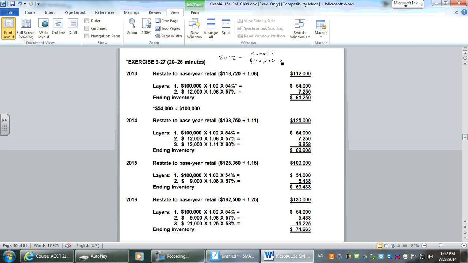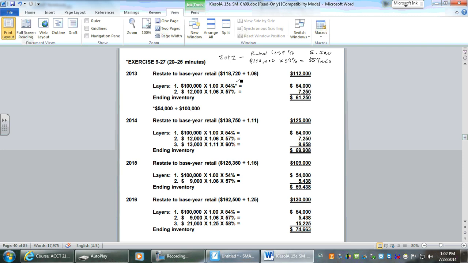My cost percentage, 54%, was it? Yeah. So my ending inventory was what? $54,000. So that's where I'm starting, okay? That's obviously what they did here, right? So that's my base layer, okay?